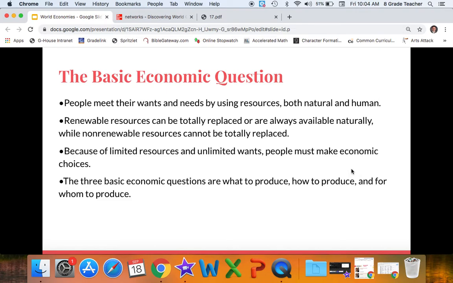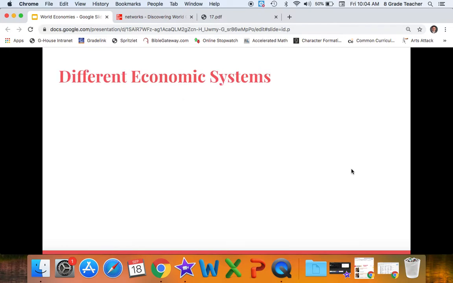Three basic economic questions again are: what to produce, from somebody who wants to make something and sell something; how to produce it, how to go through that production and make sure that it's legal; and for whom to produce. So you want to make sure that when you're producing something, there's somebody that wants to buy what it is that you're producing.